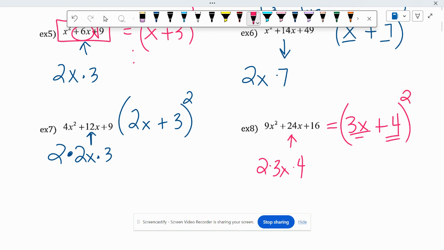So you just square the quantity. Do you see how that works? You have to make sure you check it. You've got to check and verify that it's a perfect square trinomial. Don't just assume that it is. You've got to verify it.